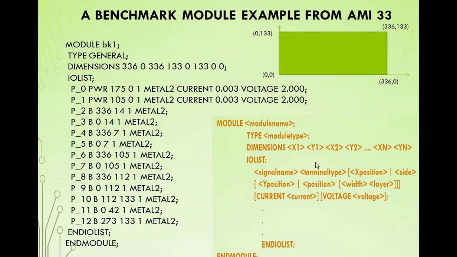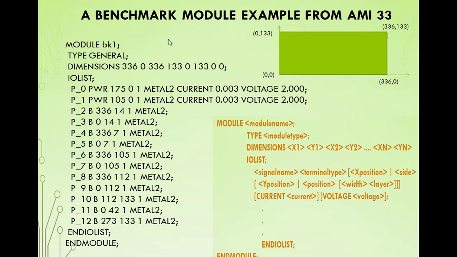Now let us try to understand the YAL language through an example. I have taken the example from the AMI33 benchmark. This AMI33 benchmark has 33 modules within it. So I have taken a BK1 module out of these 33 modules from the AMI33 benchmark. For convenience I have written the syntax for that module also here. Now you can compare these two.